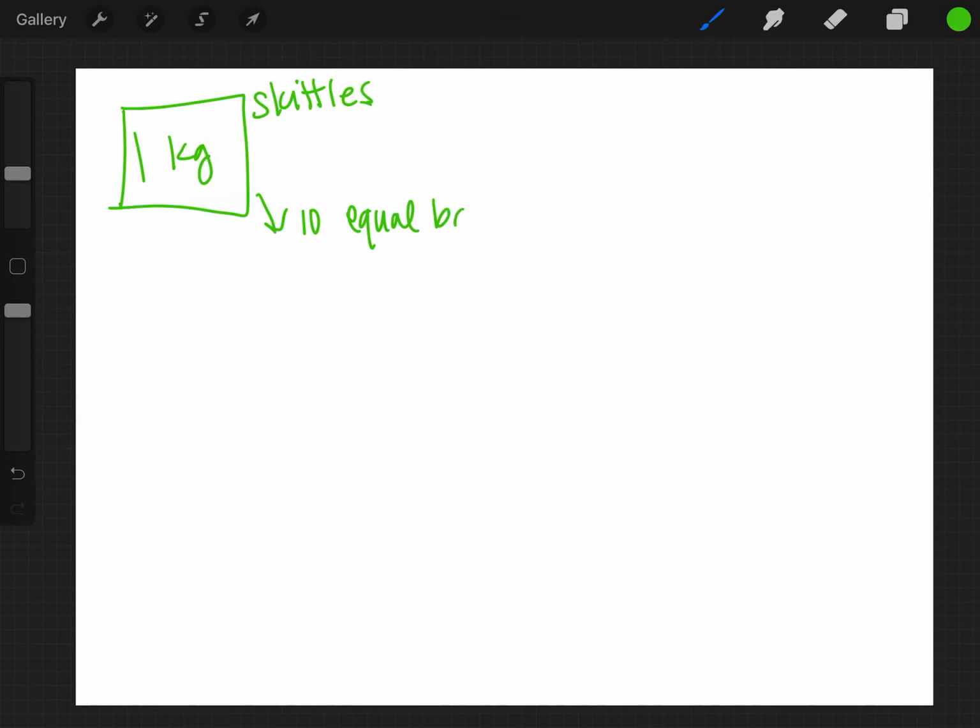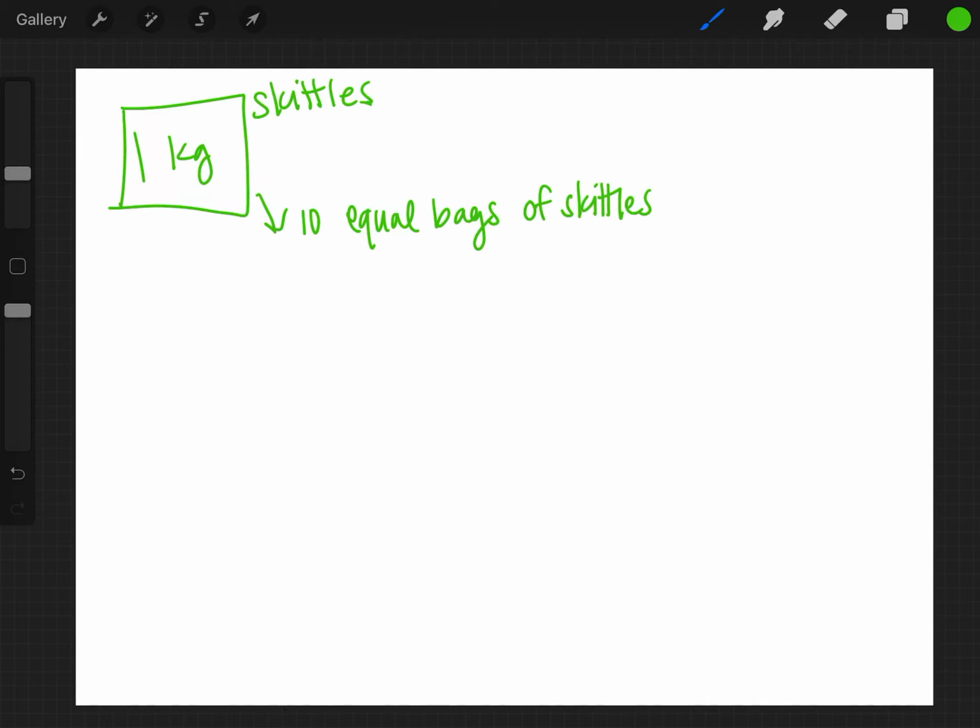Something just a little bit different. So I want you to pretend for one moment that I have 1 kilogram of Skittles. Let's say we're working with Skittles here. And I decide to split the Skittle bag up into 10 equal bags of Skittles.